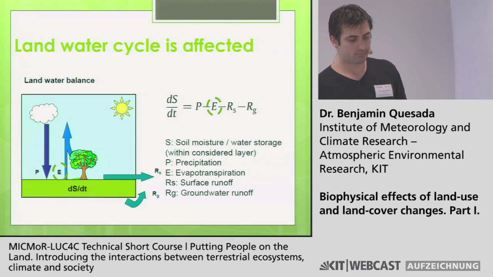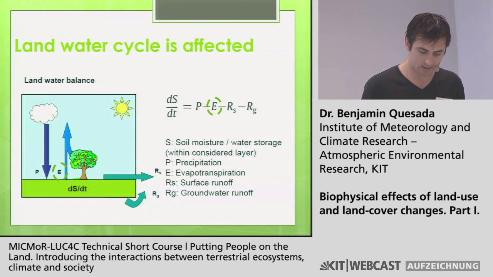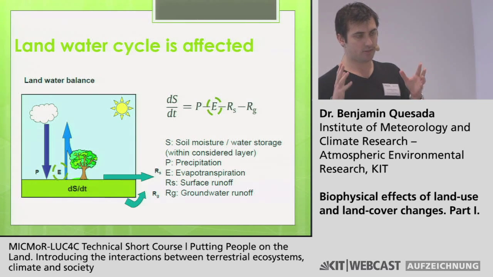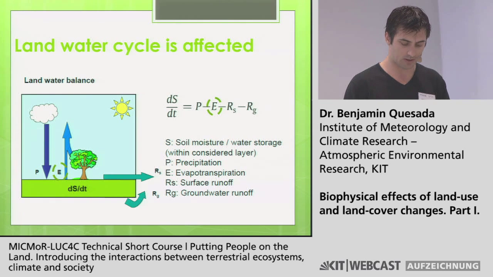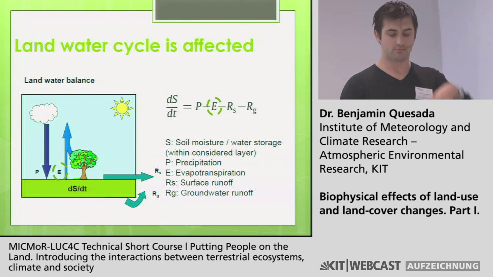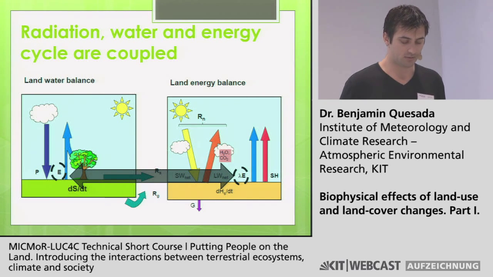So for the land-water balance, we have this equation. The soil moisture content of the soil is the input, precipitation, minus the output, so evaporation, and the sum of runoff, surface runoff and groundwater runoff. You can see that land use and land cover changes directly affect the evaporation and the evapotranspiration efficiency. But indirectly, you can also have different cloud cover, and that can feed back with different precipitation and different evapotranspiration. And of course, these two cycles, energy and water cycle, are coupled mainly through the evaporation.